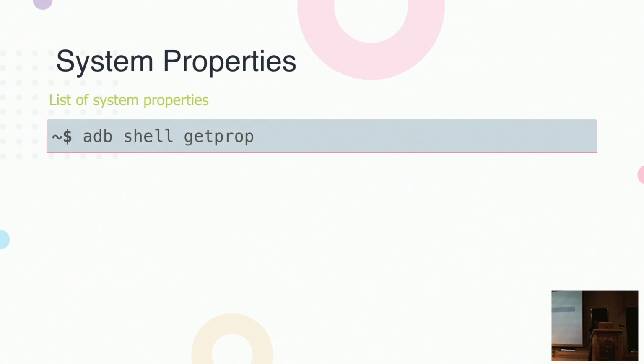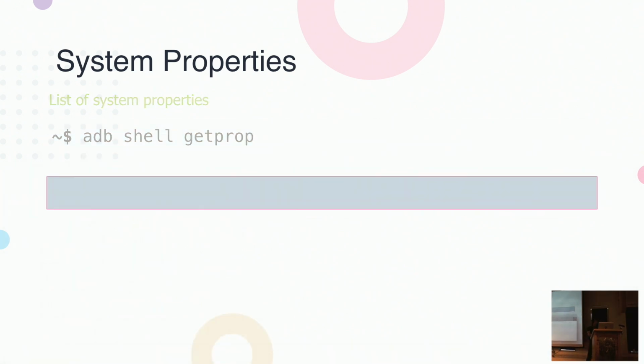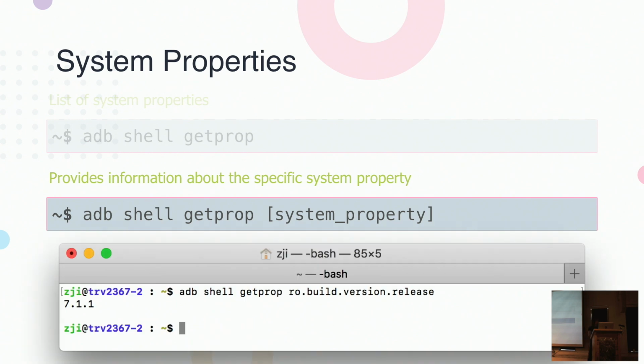The next command I would like to talk about is the system property. You can list all the system properties using this command, adb shell getprop. So here's the example: you have the system property and the value. And if you want to print a specific system property, just adb shell getprop and the name of the system property. This command is pretty handy because, for example, I want to know what is the Android version of my device: adb shell getprop and the name of the system property.